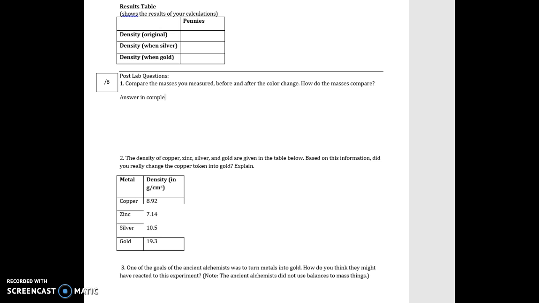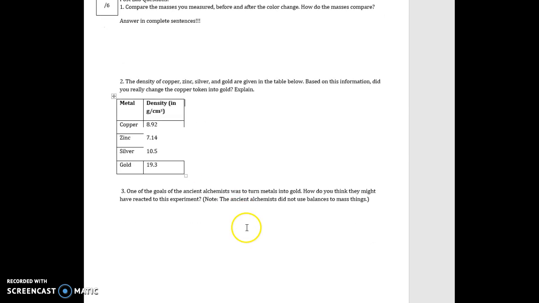Make sure you answer these in complete sentences. Okay, answer them in complete sentences. All 3 of these, and be detailed, and if it says explain, explain. All right? Good luck finishing it up, and then get it turned in the basket.